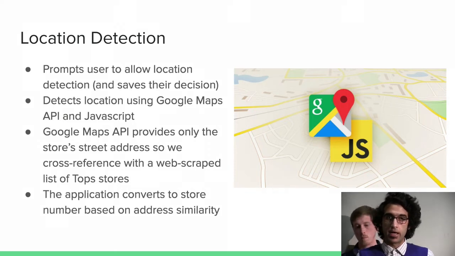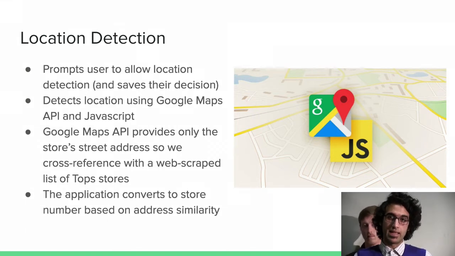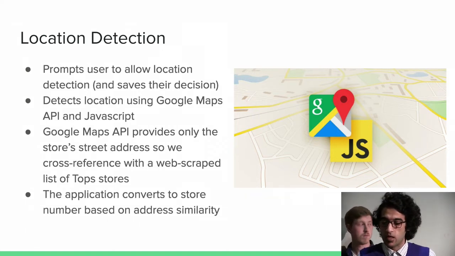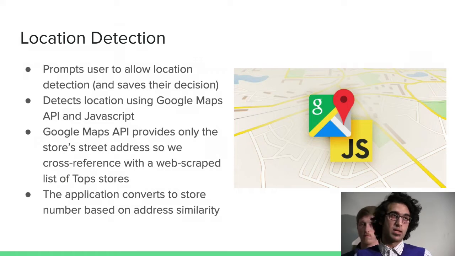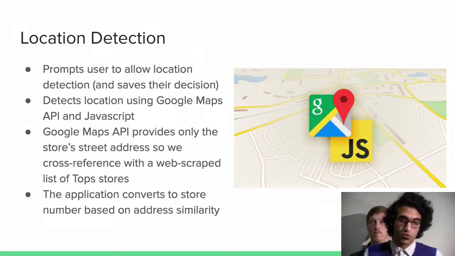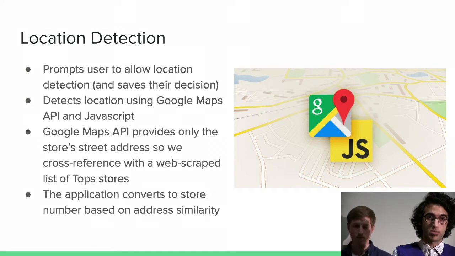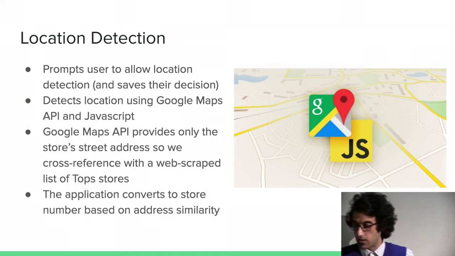The Google Maps API only gives us the store number. It looks for the nearest TOPS stores within 100 meters of the current location of the user, had they allowed their location to be detected. So we used a Python library that checks the similarity between the address that Google Maps gave us and the list of addresses for TOPS stores that we have. And we use that similarity to know which TOPS store exactly is near the user currently.